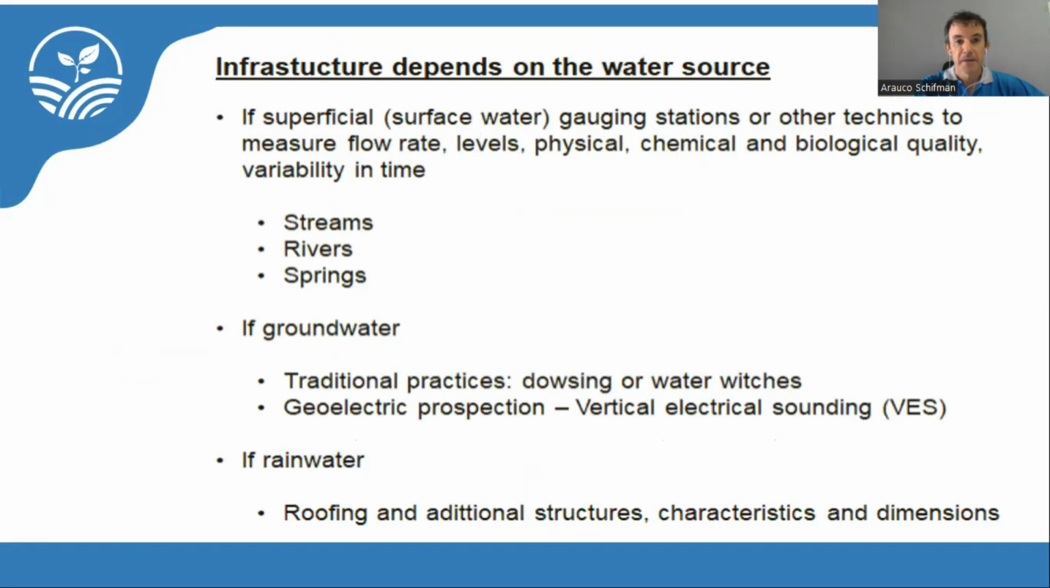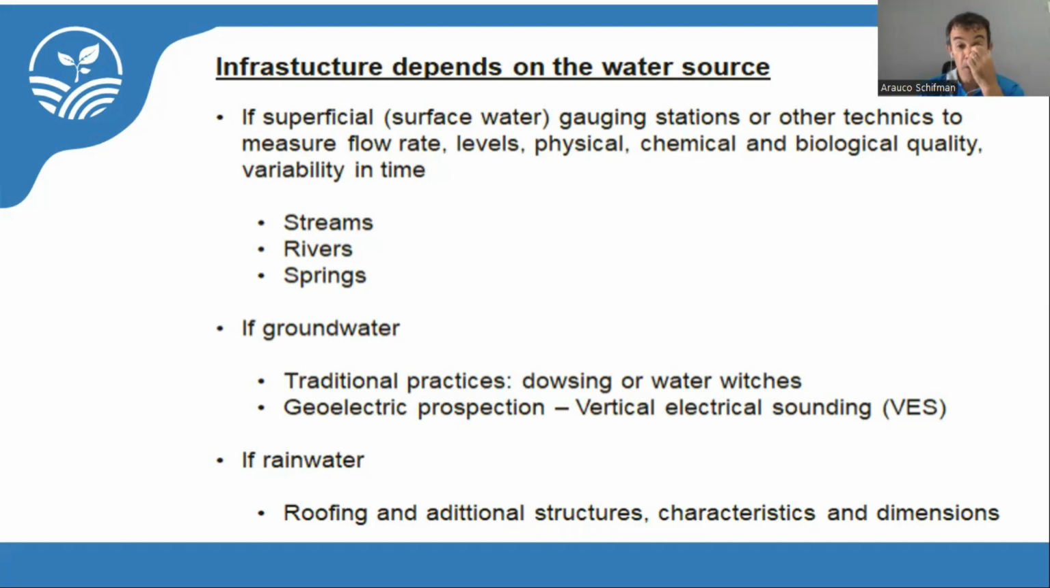The infrastructure depends on the water source. That's because if it's superficial, surface water, we use a gauging station or other techniques to measure flow rate, level, and physical, chemical, and biological quality, and variability in time. We have streams, we have rivers, and springs.